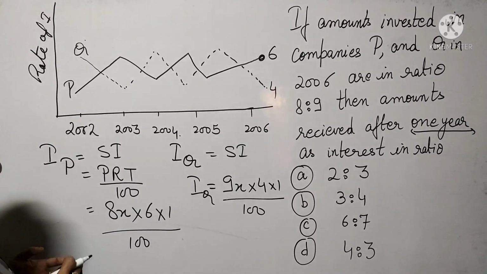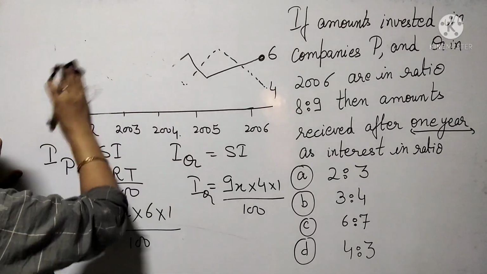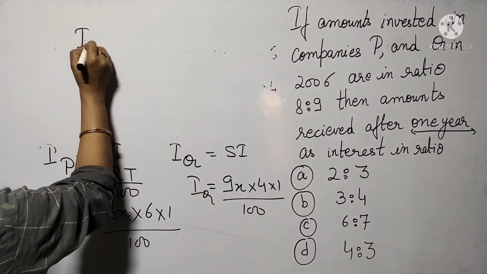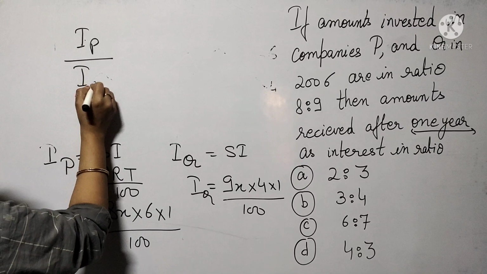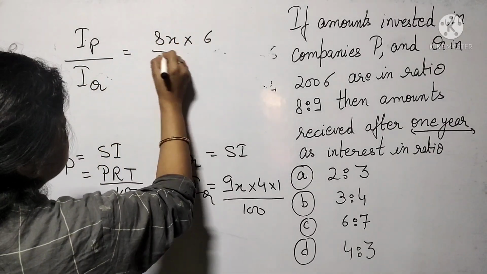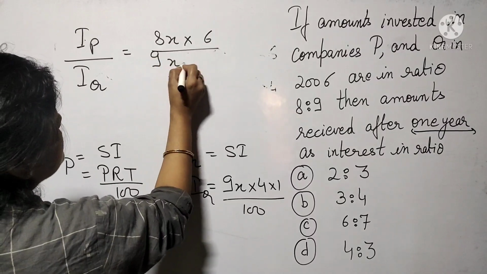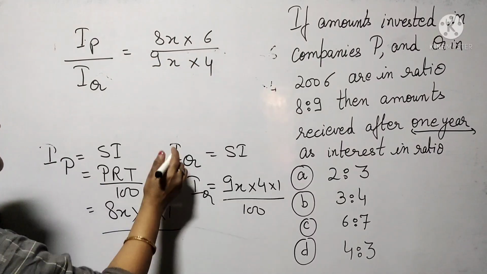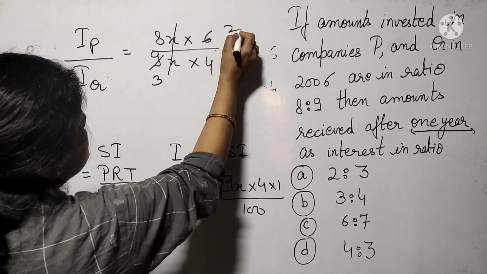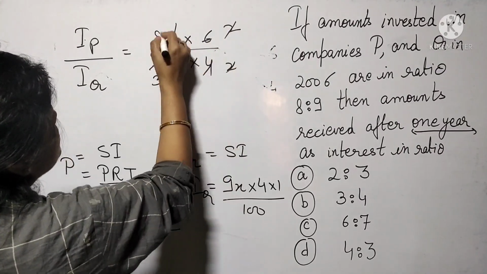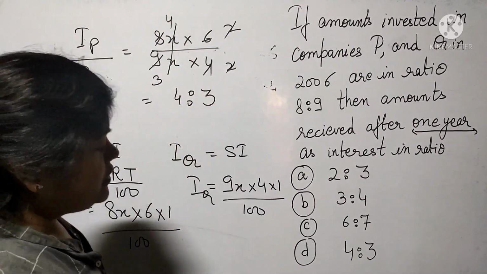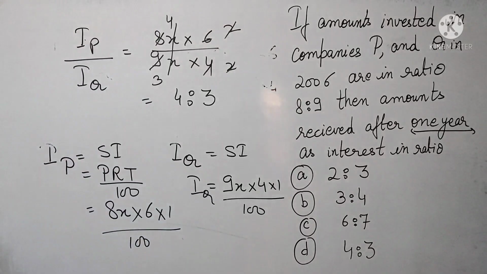So when we find the ratio of these interest, then interest from the P company and interest received from the Q company is equal to 8x into 6 over 9x into 4. 100 and 100 get cancel, x and x cancel. 3 3s are 9, 3 2s are 6, 2 2s are 4 and 2 4s are 8. And we get the ratio 4:3. So our option number D is the right answer.